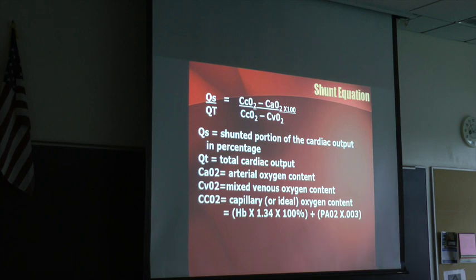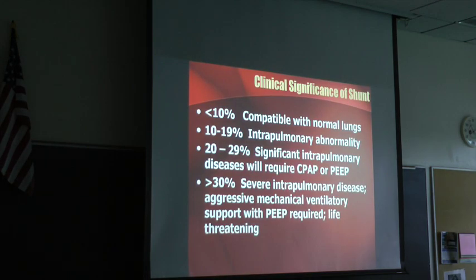All right, so clinical significance. We talked about how it's normal to have some VQ mismatch in the lungs, so some shunting is expected. Our shunt is usually less than 10%. I think 3 to 5% is considered physiologically normal. However, if it's 10 to 19%, there's an intrapulmonary abnormality. Patients with an intrapulmonary abnormality will respond to supplemental oxygen. So write next to that bullet: they have a 10 to 19% shunt, you give them oxygen therapy, and they do respond. They are responsive to O2 therapy.